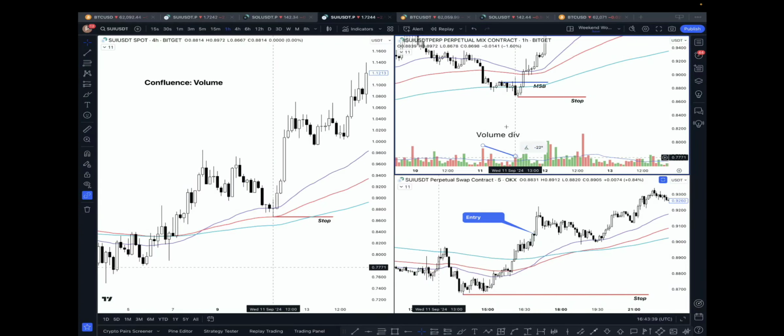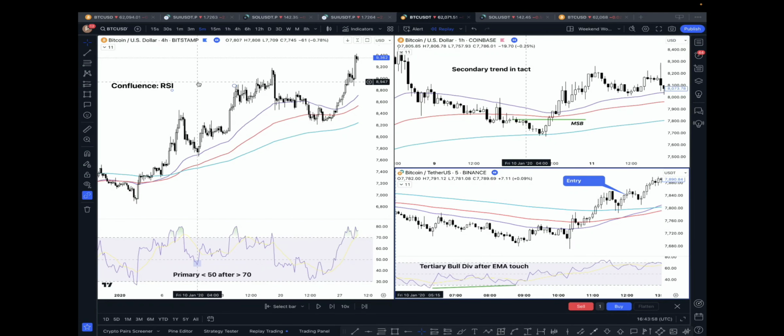There will be times where something like a volume div and a BOS will get you a better entry and a better price. Sorry, it will get you an earlier entry and a better price. Right. So that's volume confluence, number one.